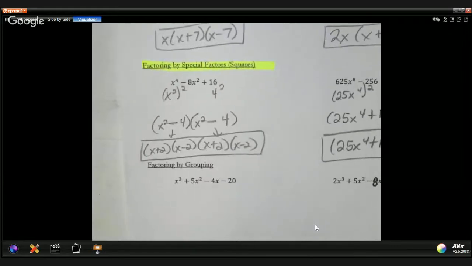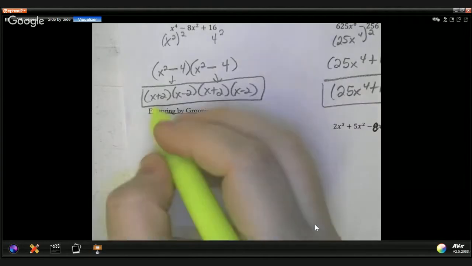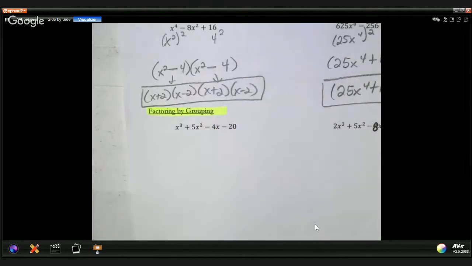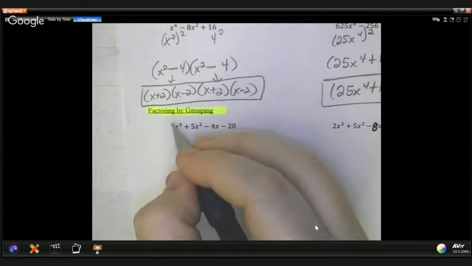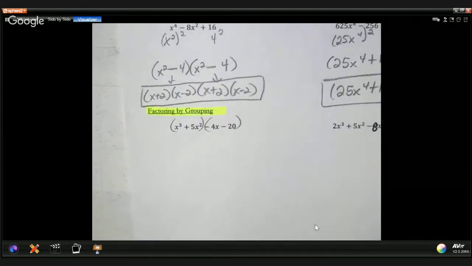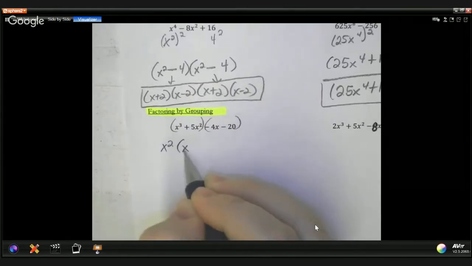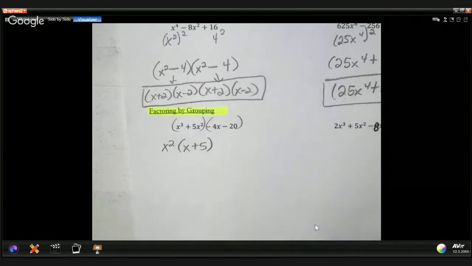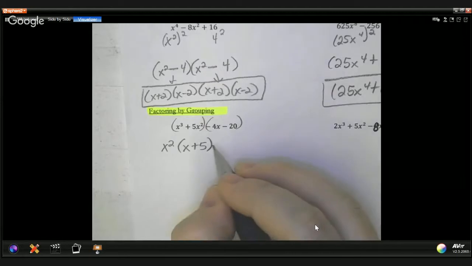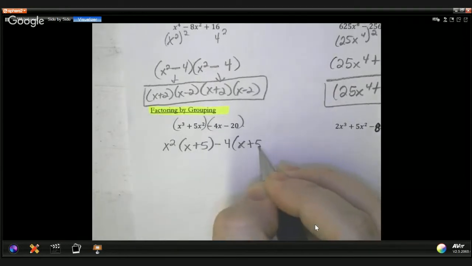All right, the last method we have is when we have 4 terms, and this is when I said it's helpful to use the grouping method. So when you have 4 terms, use the grouping method. And so what happens is you put parentheses around the first 2, parentheses around the last 2. I can take an x squared out of the first one, so I'm left with x plus 5. The second parentheses, it's a leading negative, so I know I have to take a negative out, and negative 4 goes into both of those, so it's x plus 5.